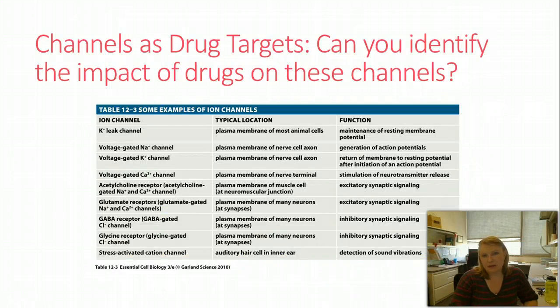And beyond even acetylcholine, you can see that channels and receptors and transporters in general are huge drug targets. So can you take a look at this list and see if you can identify some of the impact of these drugs on these channels? What would happen if we turned off the potassium leak channel? What would happen to the body? Is this good? In what case would we want a drug like this? So I want you to spend some time with that and look at that and see.